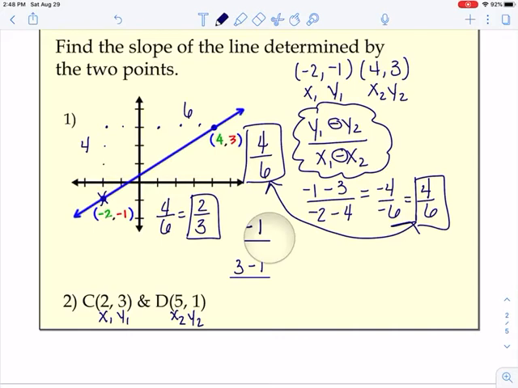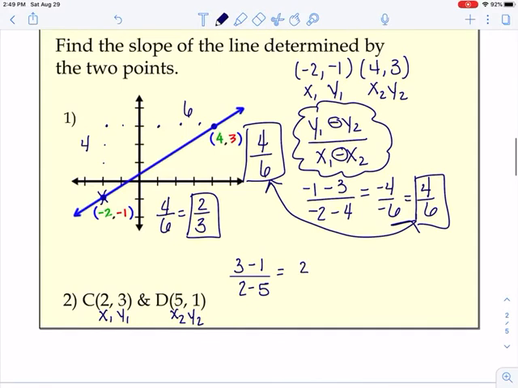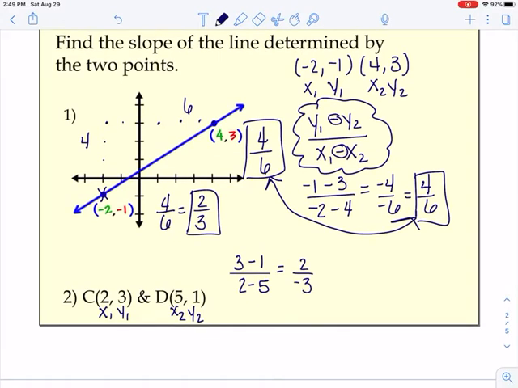On the bottom, x1 is 2, a minus sign from the formula, and x2 is 5. So on the top, 3 minus 1 is 2, and on the bottom, 2 minus 5 will give me an answer of -3. So -2/3 is the slope of that line.